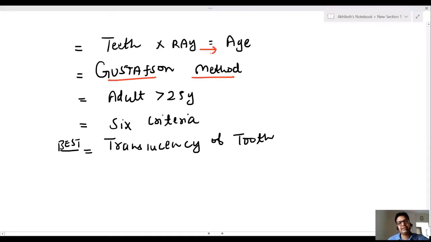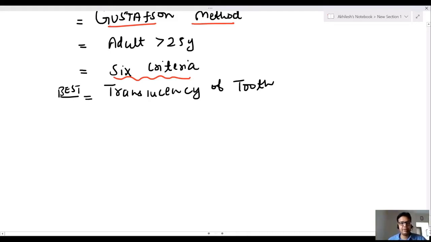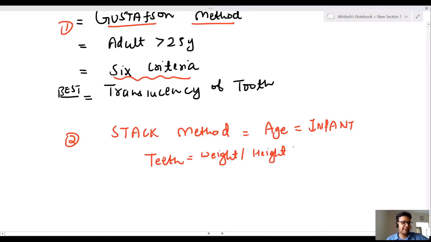By teeth X-ray, we decide the age. This is known as the Gustafson method. We are using six criteria. Translucency of tooth is the best criteria. This is the first method. Second, the Stack method. By the Stack method, we decide the age of an infant by using teeth. What do we measure? Teeth, weight, and height are measured. This is the Stack method.